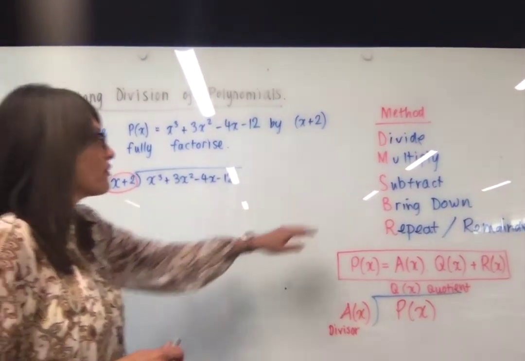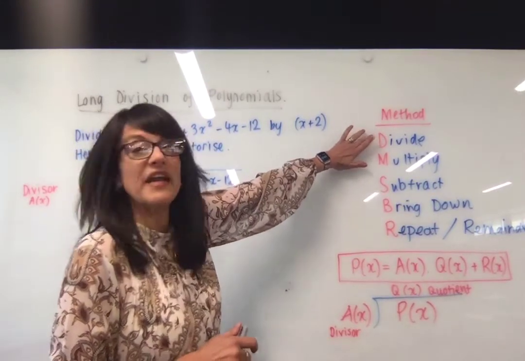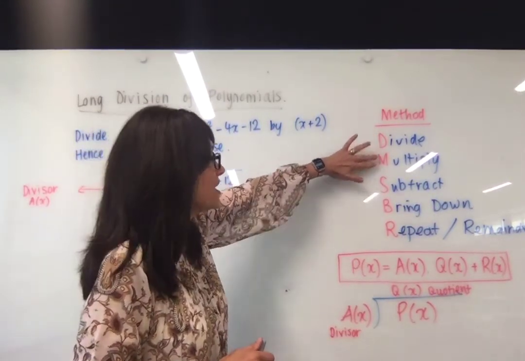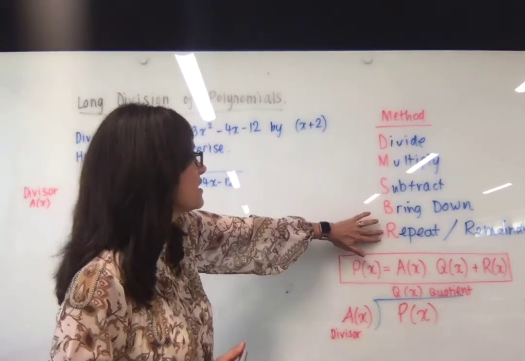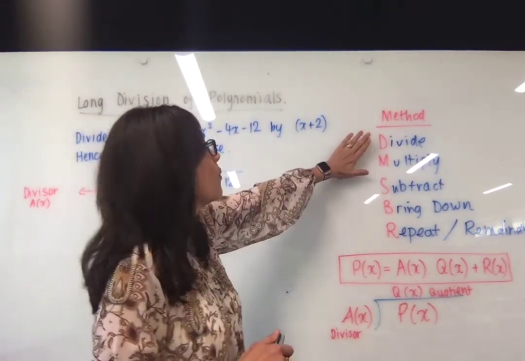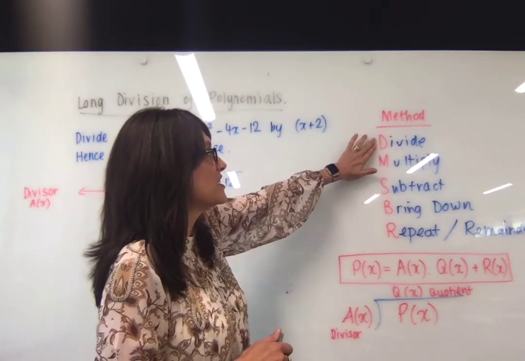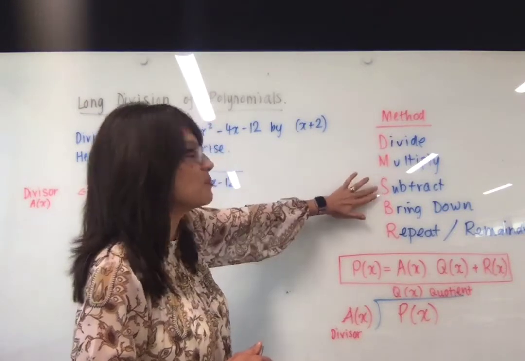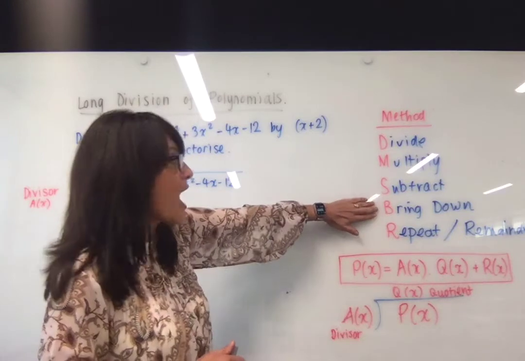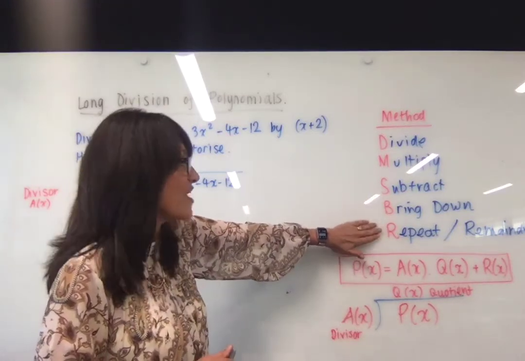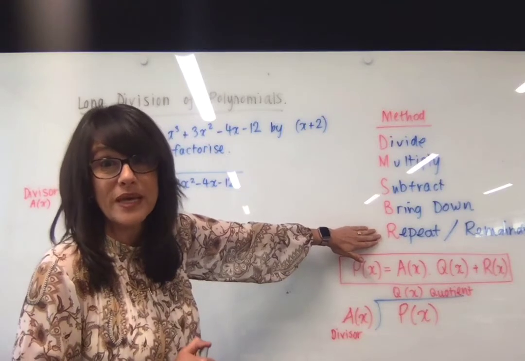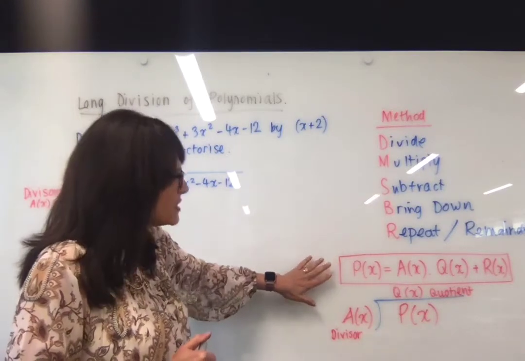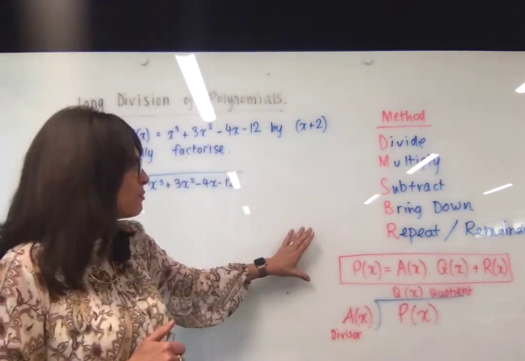So an easy way to remember it is Dad, Mother, Sister, Brother, Rover, okay? Members of the family. But what we're essentially going to do is D for divide, M for multiply, S for subtract, B for bring down, and then R for repeat the process and keep going until we get a remainder. And just a reminder about the parts of the polynomial.